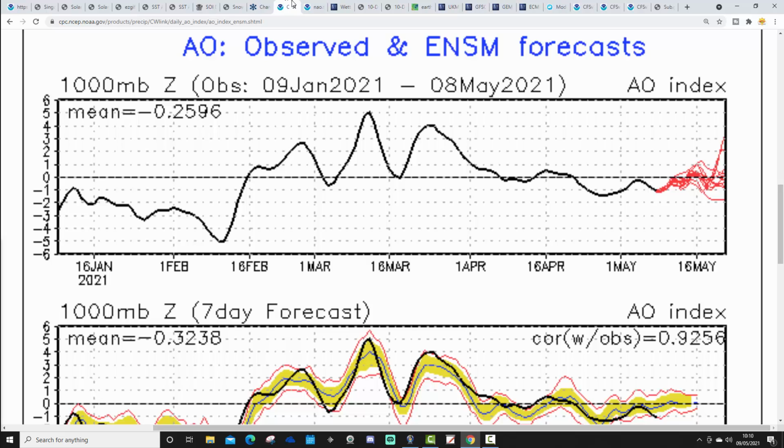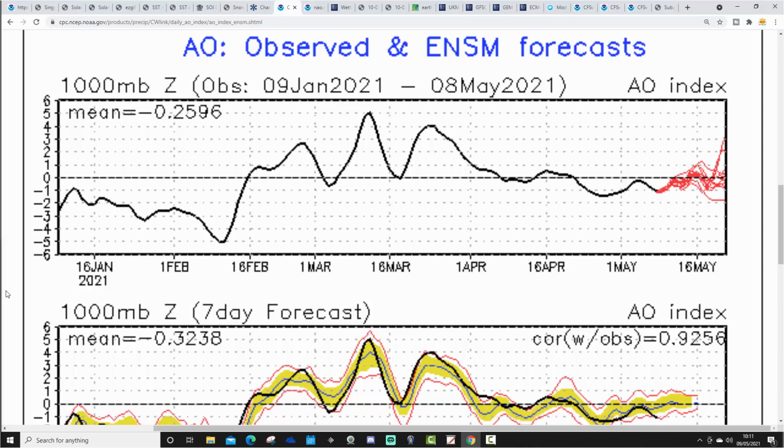Arctic oscillation observed and forecast looks like this. The black line shows where I've been with the AO, and the red line at the end is where the GFS ensembles are forecasting the AO to go. Of course, again, it's just a way of measuring the atmospheric setup. This time it's looking at the Arctic. When you've got a positive AO, you have low pressure over the Arctic. When you've got a negative AO, you have high pressure blocking over the Arctic.